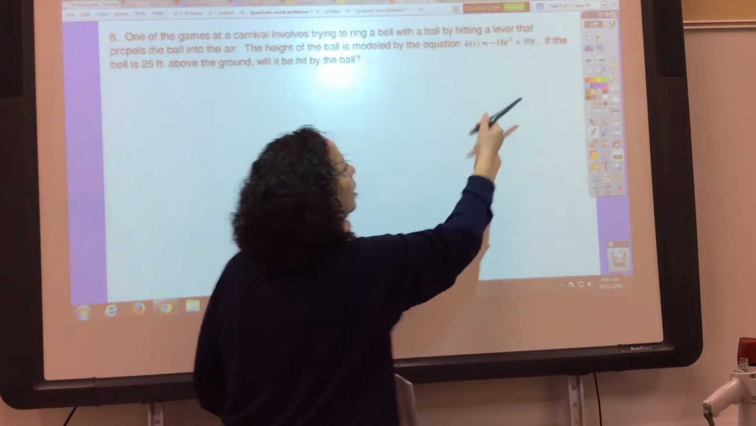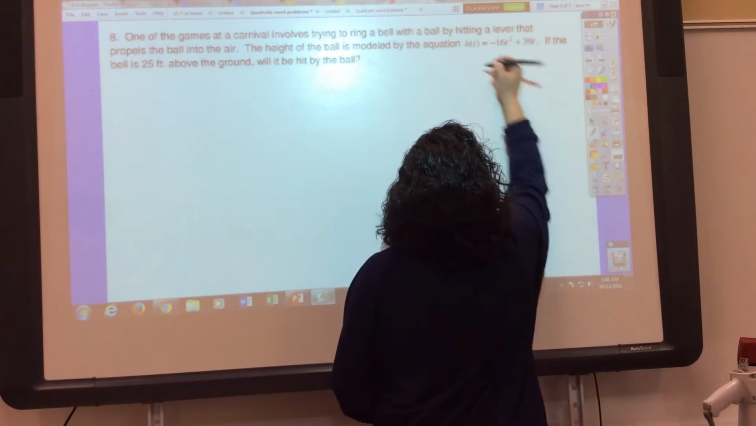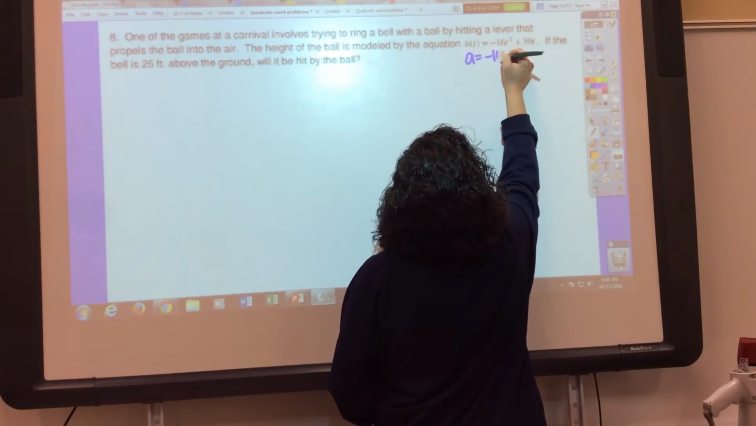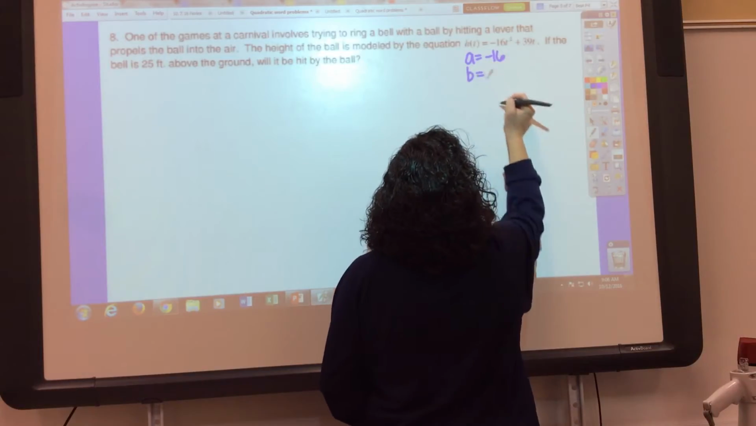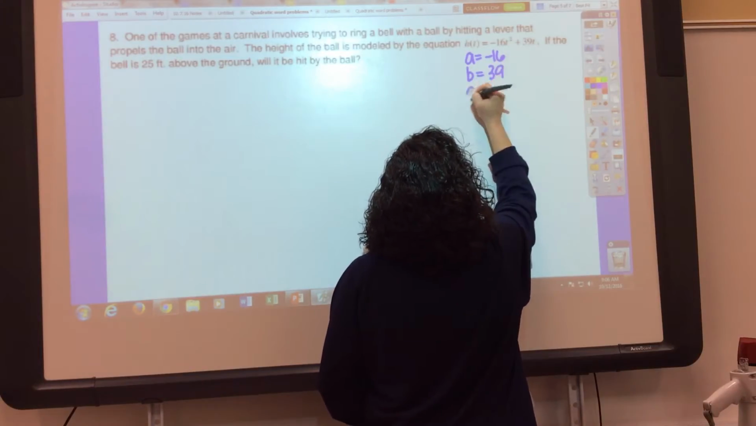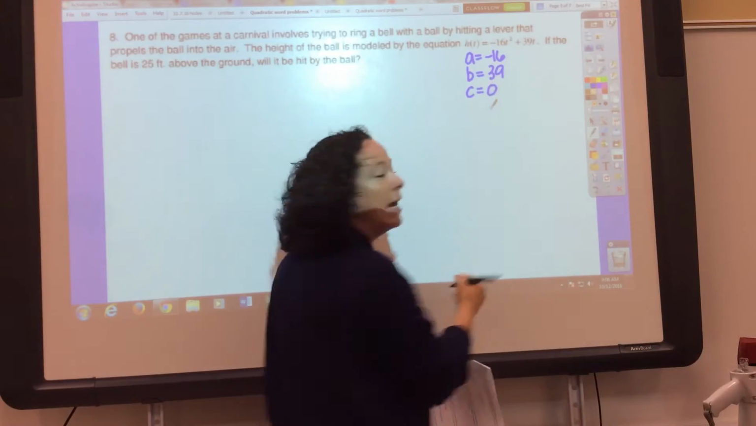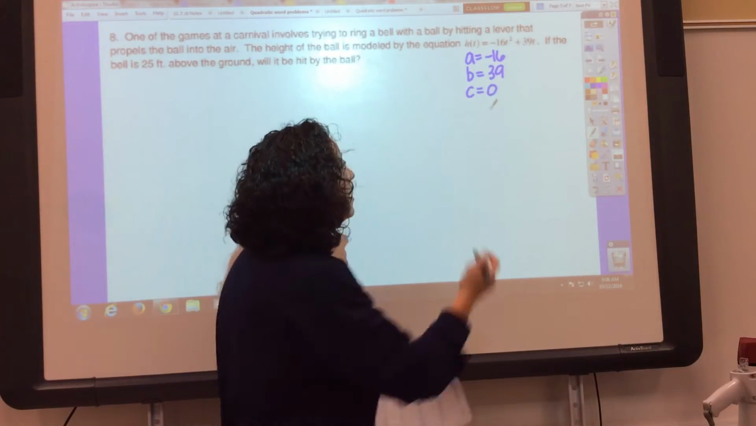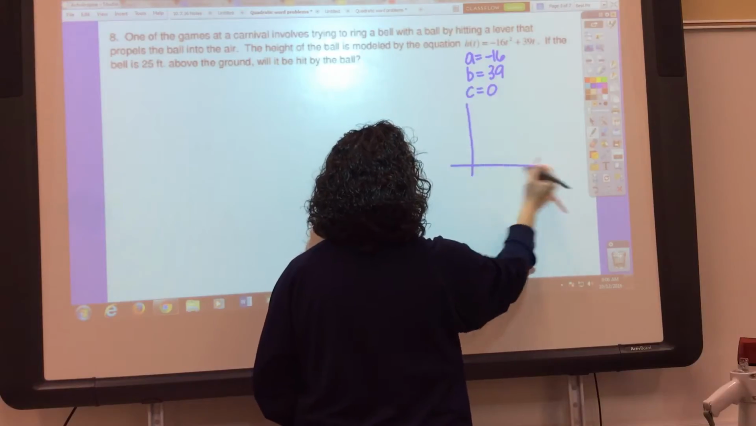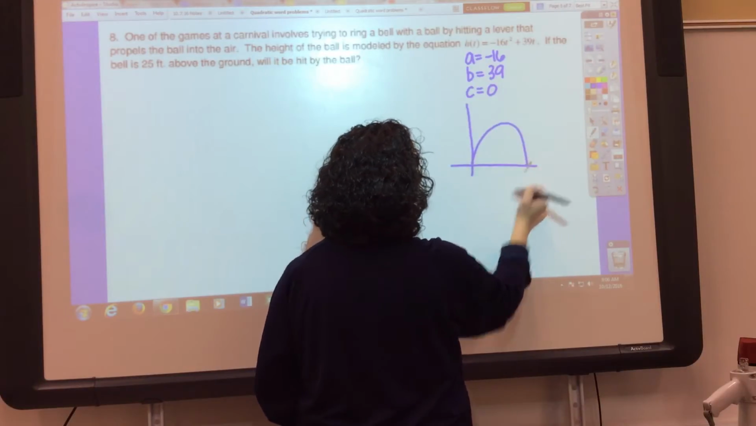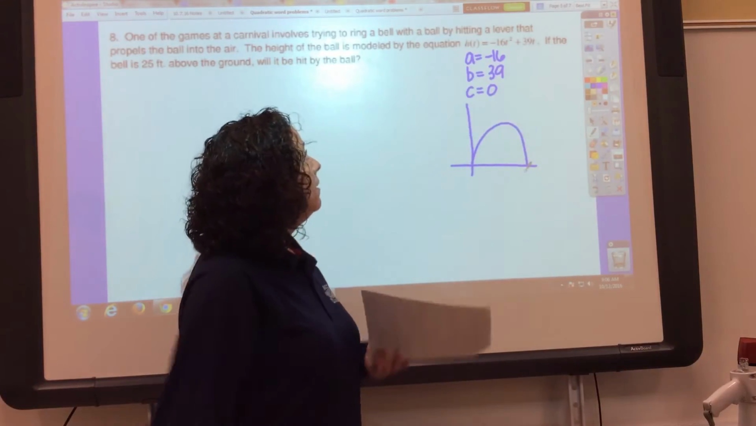Well, if we look up here at the equation given, what is A? Well, A is negative 16. What is B? 39. And what is C? Well, there isn't one. There is. It's 0. So that means that the starting height is 0. So we've got this parabola going like this, and we know it's modeled by that equation.